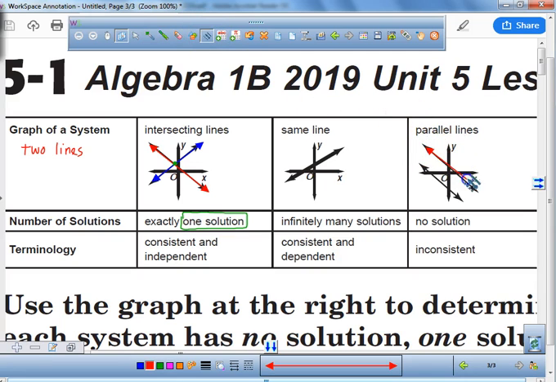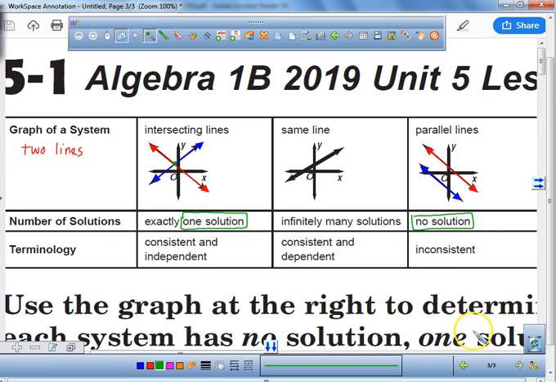Let's look at these parallel lines. If I have 2 lines that are parallel, lines have the same what? Slope, right, they have the same slope. If these have the same slope, will they ever cross or intersect? No. That's why the answer is no solution.